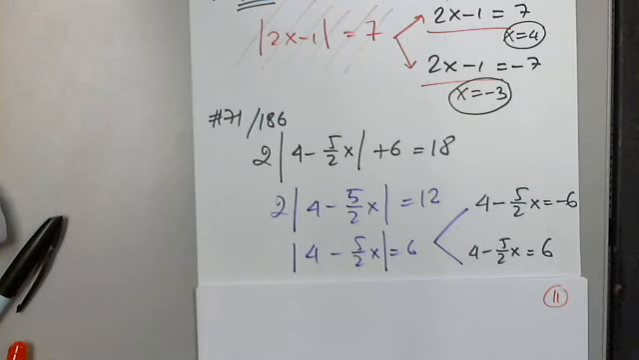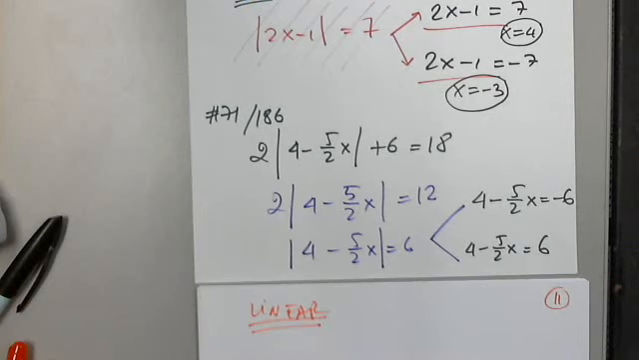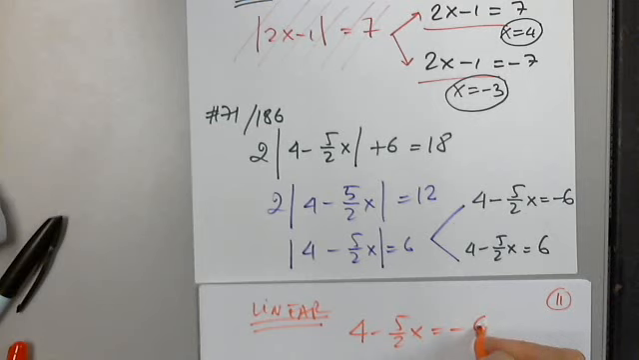But first I have to ask myself, what are they? They could be quadratic. They could be quadratic in form. They could be rational. They could be polynomial. They could be with rational exponents. They could be radical. They could be so many different. Linear. They are linear equations. Perfect. 4 minus 5 halves x equals negative 6.